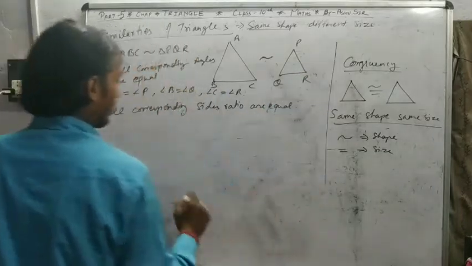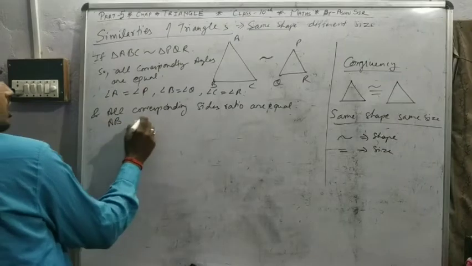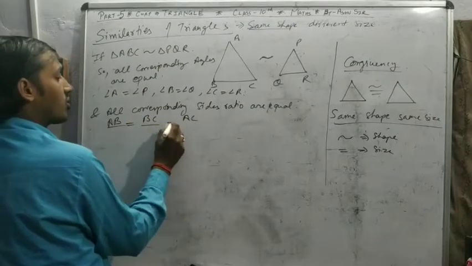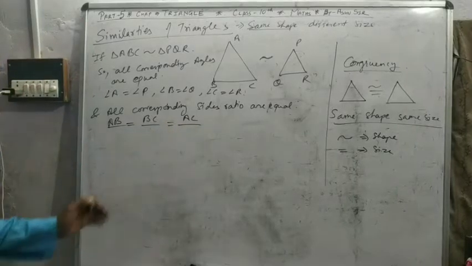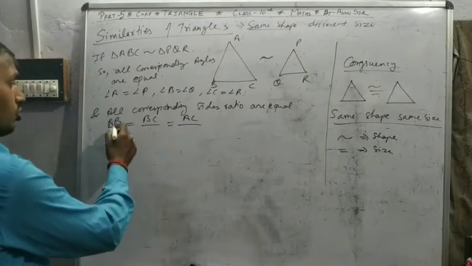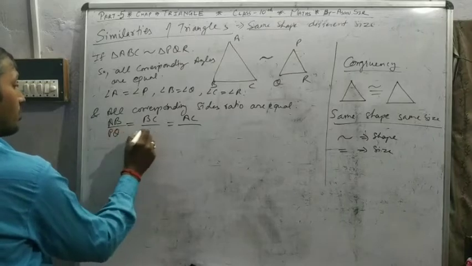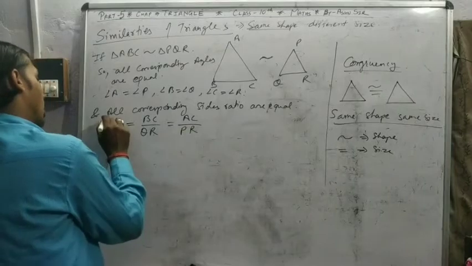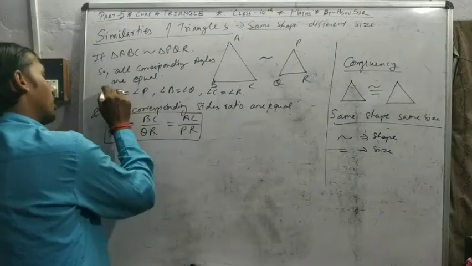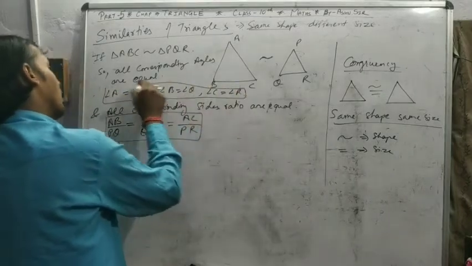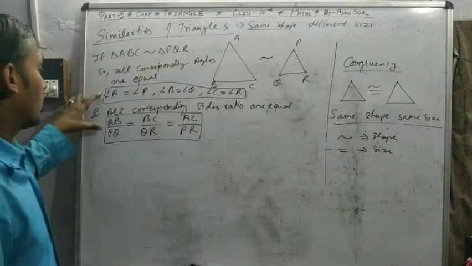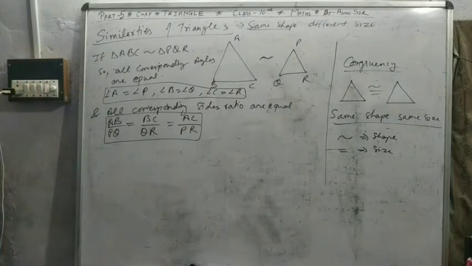Means AB, BC and AC are the sides of the first triangle. So ratio means first upon second. In the second triangle they are PQ, QR and PR. This is the ratio of corresponding sides, and these are the equal angles. Means if two triangles are similar, these two always hold.